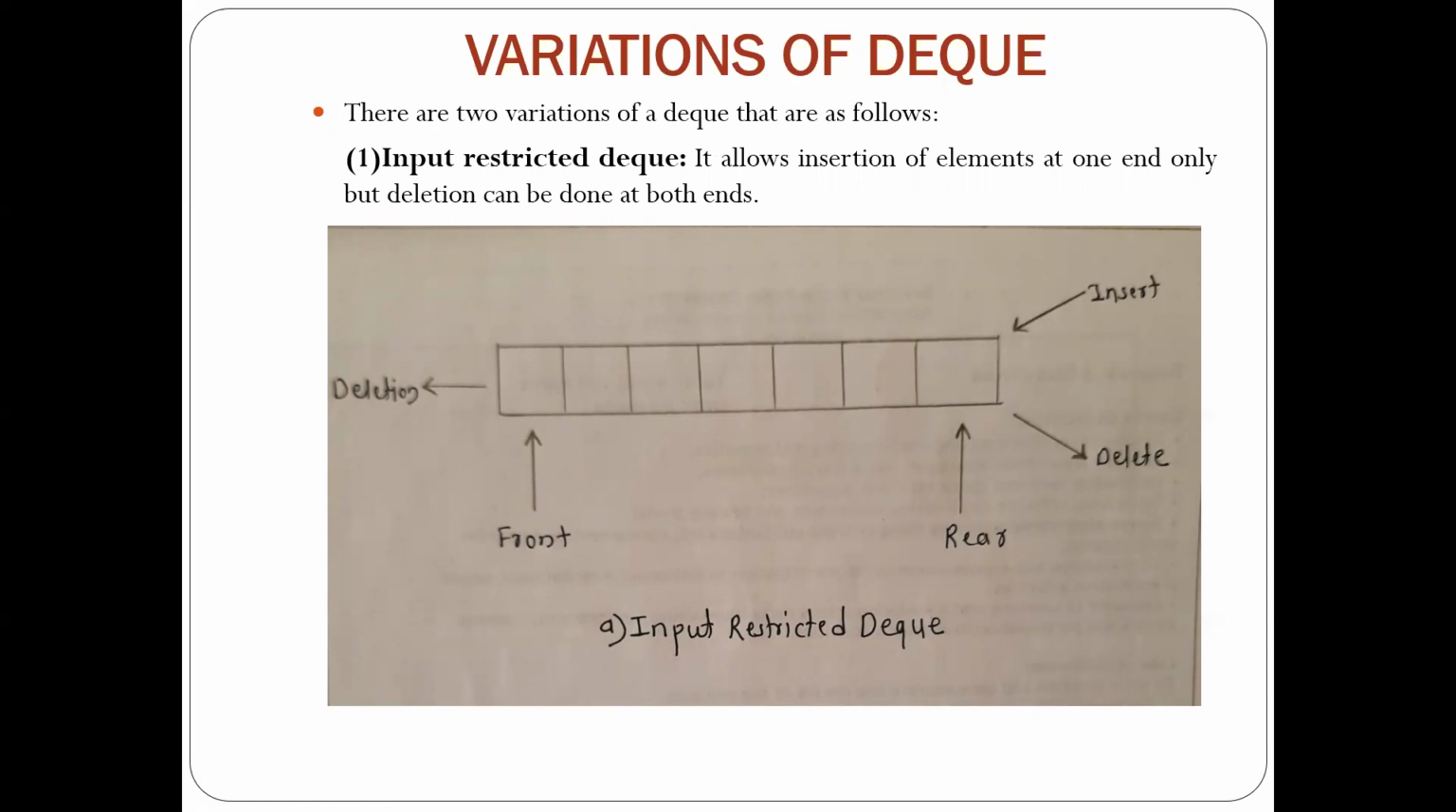So input restricted is nothing but what? As the name indicates, the input restricted DQ allows insertion of elements at one end only. Insertion, if you are able to see, only from one end, that is the rear end. That's why it is called input restricted DQ, but deletion is possible at both ends. That means three operations we can implement here: one insertion, two deletions.